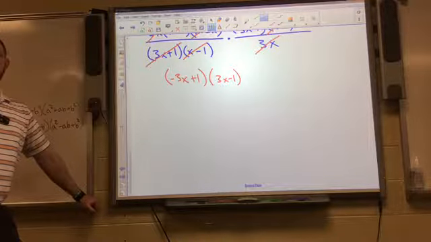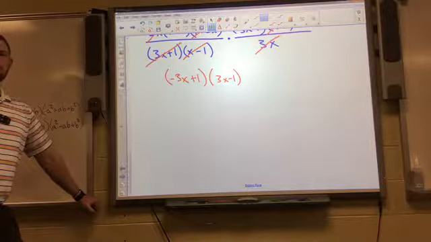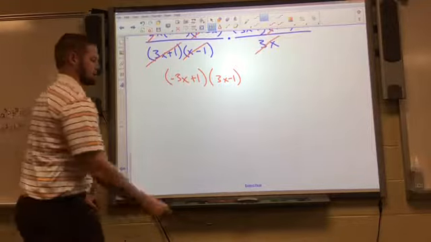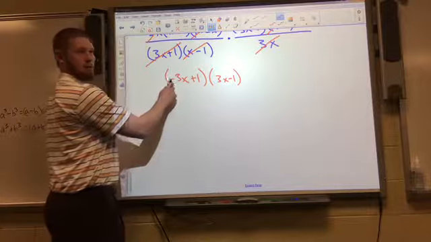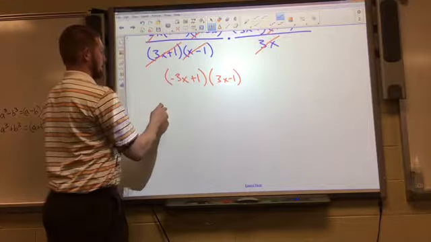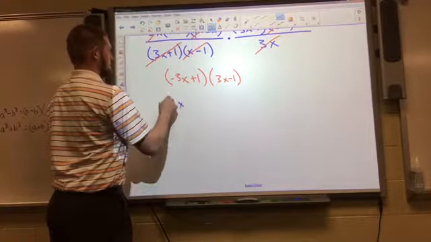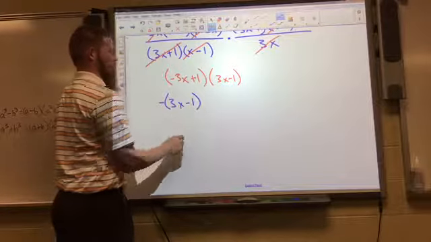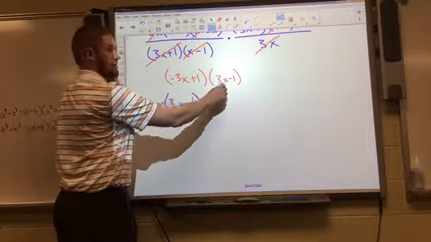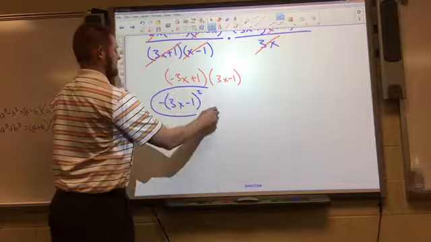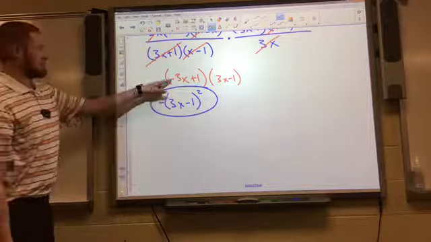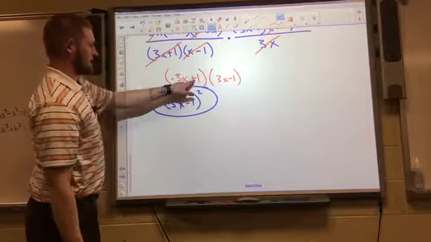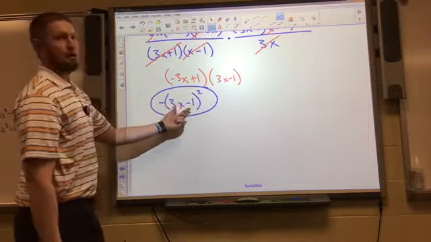Now, your book's going to give it to you a little bit different than that. What your book does is they don't like the negative there, so they take out the negative. So now it's 3x minus 1 and 3x minus 1, so they leave it as negative 3x minus 1 squared. So they took out this negative here and a negative here and switched the signs.